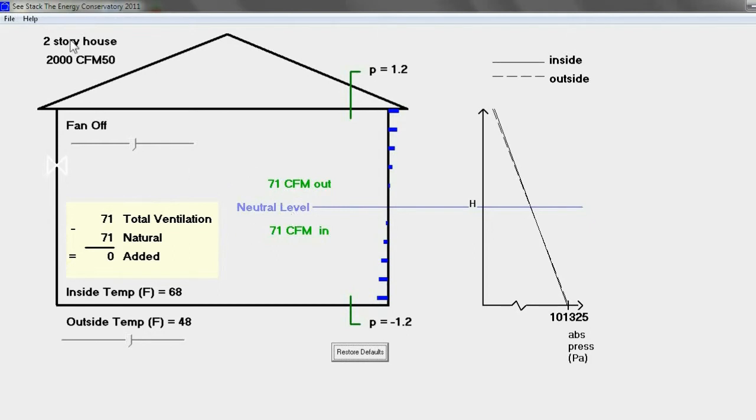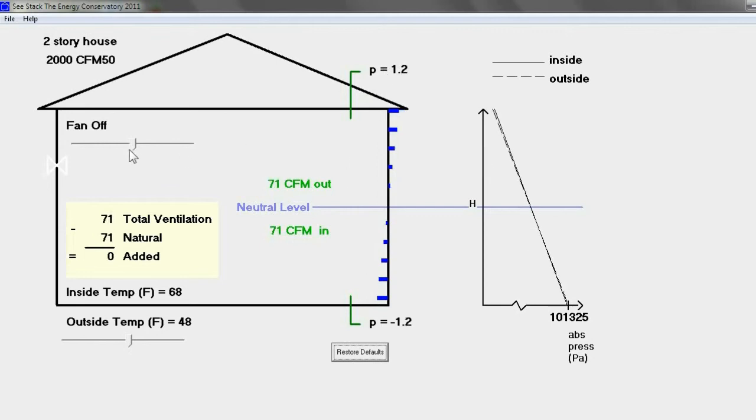So let's start by adjusting the height of the building. Our default is a 2-story. If we go down to a 1-story, we see that our pressures get lower and our ventilation rate gets lower as the building gets lower. So we'll go back to 2. Our ventilation rate goes up, our pressure goes up. If we go to 3, our ventilation rate goes up, and our stack pressures go up.